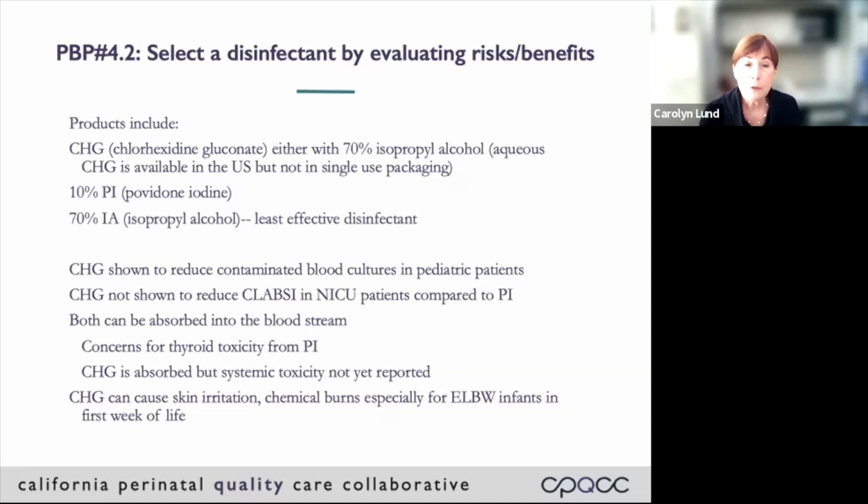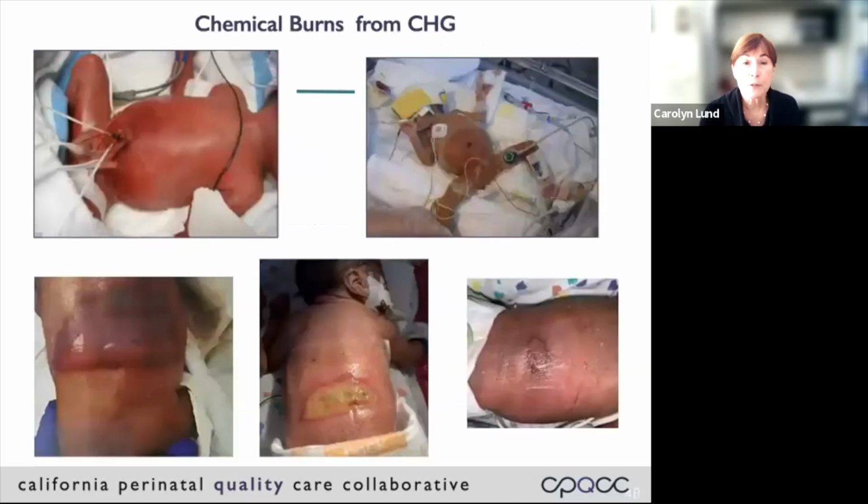The one thing we do know about CHG is that it can cause skin irritation and chemical burns, especially for low birth weight infants in the first week of life. Next slide, I have some examples of that. And you can see the two pictures on the top. The babies clearly had skin prep before umbilical catheterization. The classic situation is the 26-weeker who's on a radiant warmer for the insertion of lines.